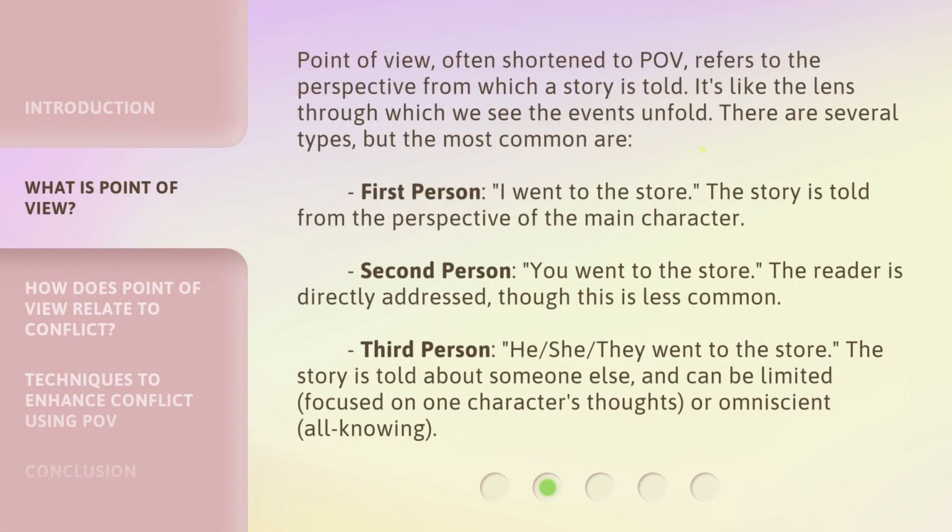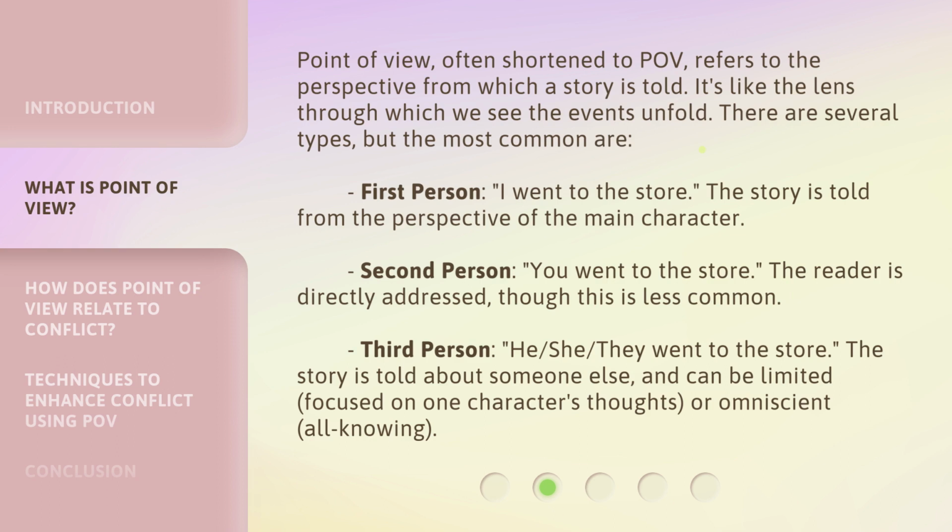Point of view, often shortened to POV, refers to the perspective from which a story is told. It's like the lens through which we see the events unfold. There are several types, but the most common are: first person, I went to the store. The story is told from the perspective of the main character.